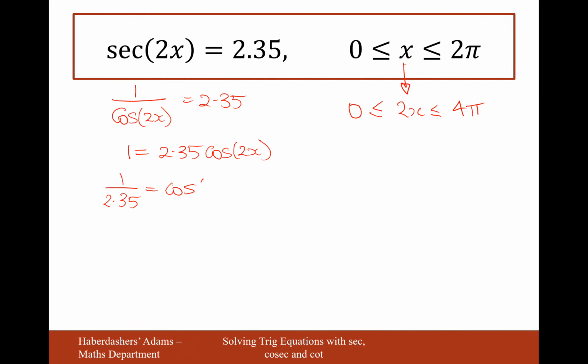Probably, strictly mathematically speaking, that's not correct. You shouldn't mix decimals and fractions together, but I'm just doing a part way through work here. So my angle then is going to be 2x, and that's going to be equal to cos inverse of fraction button 1 divided by 2.35. A fraction, the calculator can handle that, that's fine.